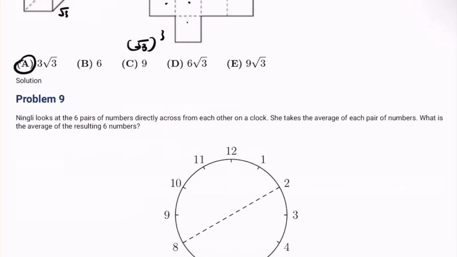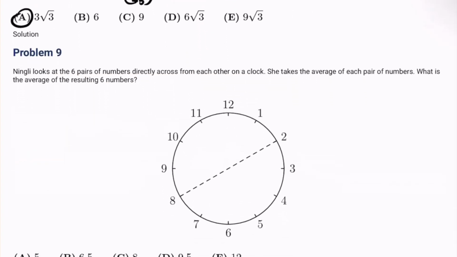Problem 9. Ningi looks at the 6 pairs of numbers directly across each other on a clock. She takes the average of each pair of numbers. What is the average of the resulting 6 numbers? Okay, let's just draw the lines real quick. This goes with this, this goes with this, this goes with this, and this goes with this.